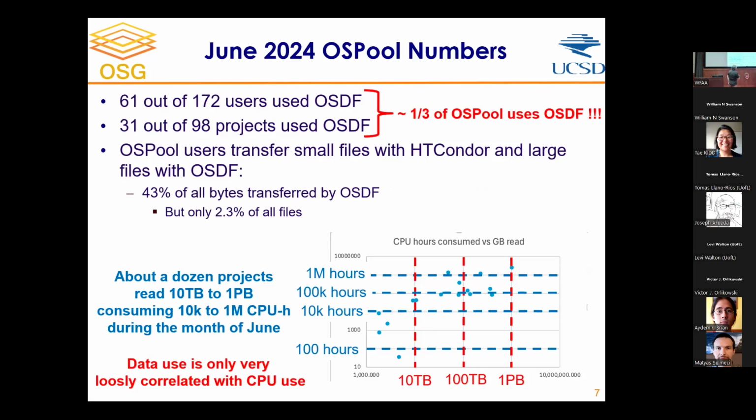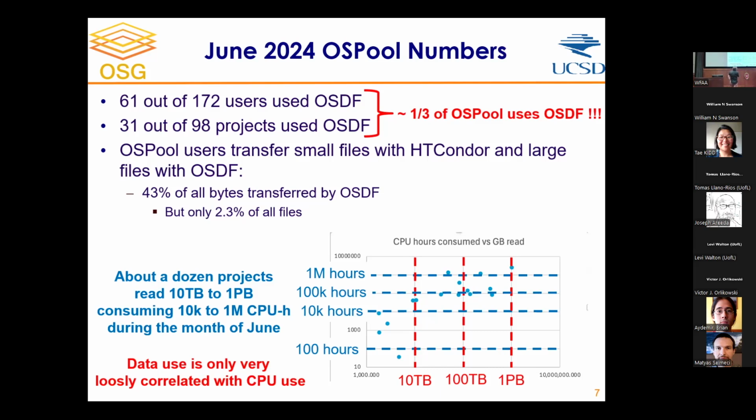If you look at June 2024 OS pool numbers, roughly a third of OS pool users use the OSDF. That is a massive change from last year. Last year, a little bit of OS pool use happened to use the OSDF, but the vast majority didn't. Now it's a third. And that third comes either which way you look. A third of the users use the OSDF, a third of the projects use the OSDF. So in the sense of the social participants of OS pool, a third of those also use the OSDF.